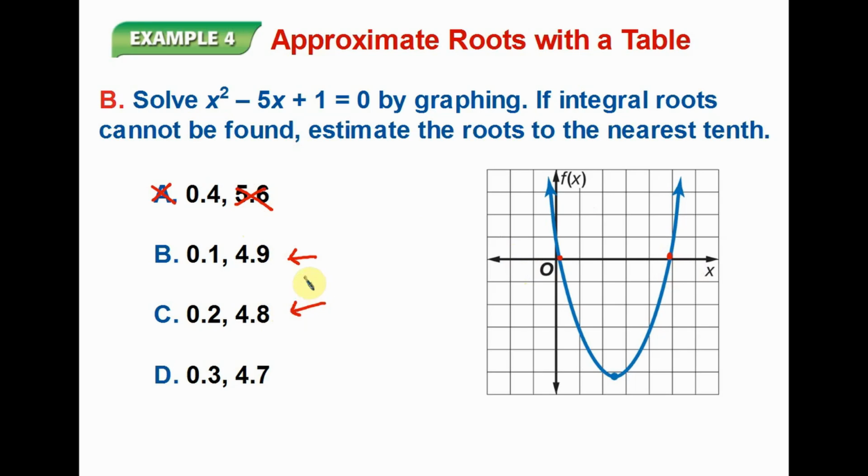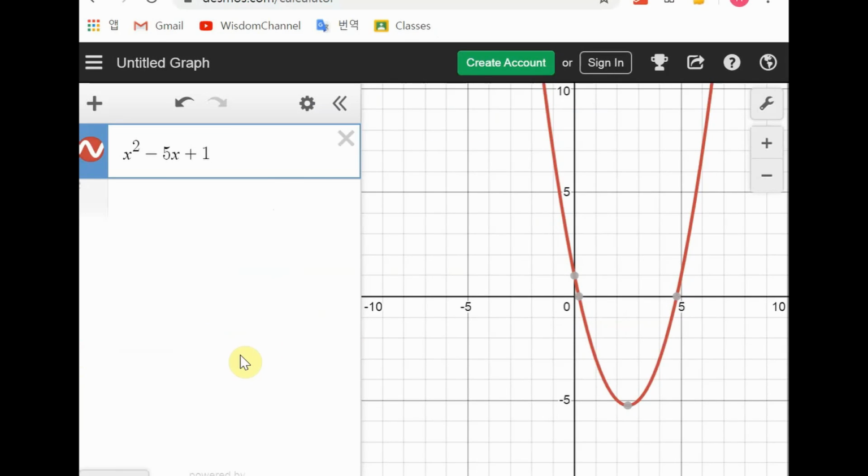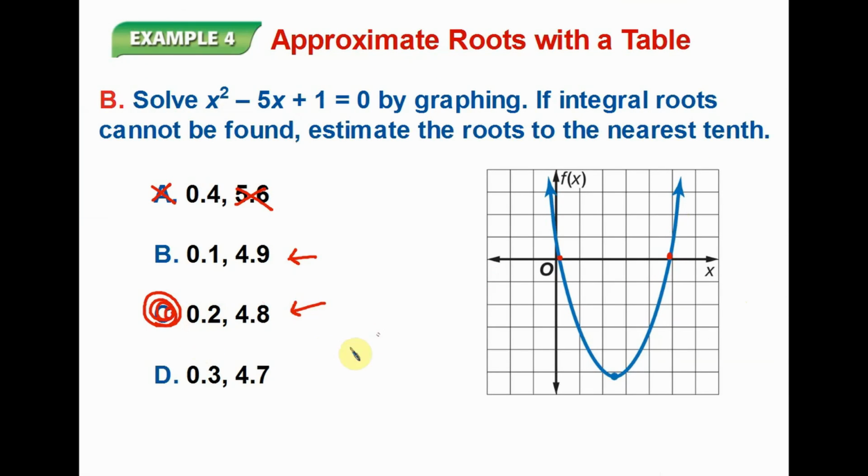This is not the best example, I guess, because they are so close. I guess I have to graph it, just to double check. When I graph x squared minus 5x plus 1, it looks like the first point is at 0.2 and the second one is at 4.7. So my answer is C.